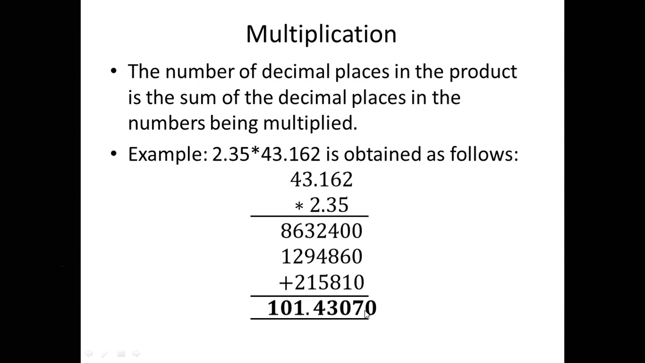Now we need to determine where we are supposed to insert our decimal point. So to determine that, we count how many decimal places we have in both of these numbers. Here we have 1, 2, 3 decimal places. Here we have 1, 2 decimal places. 3 plus 2 will give us 5, which means this answer of ours must have 5 decimal places. So we'll have 1, 2, 3, 4, 5, and then we put our decimal point here, which makes it 101.43070.